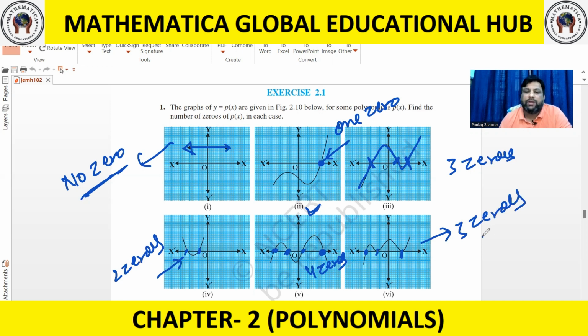So it is a very simple concept. Just check the graph, how many times it is intersecting or touching the x-axis. You can count, and the number of zeros will be equal to the number of times it is intersecting or touching the x-axis. So this is all about the concept of zeros of a polynomial. I think this exercise is clear to you.